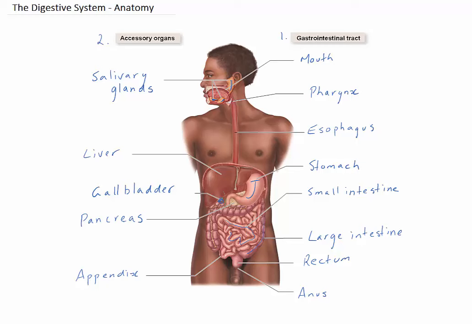The best thing you can do to wrap your head around digestion is to spend the time memorizing these different structures of the digestive system.